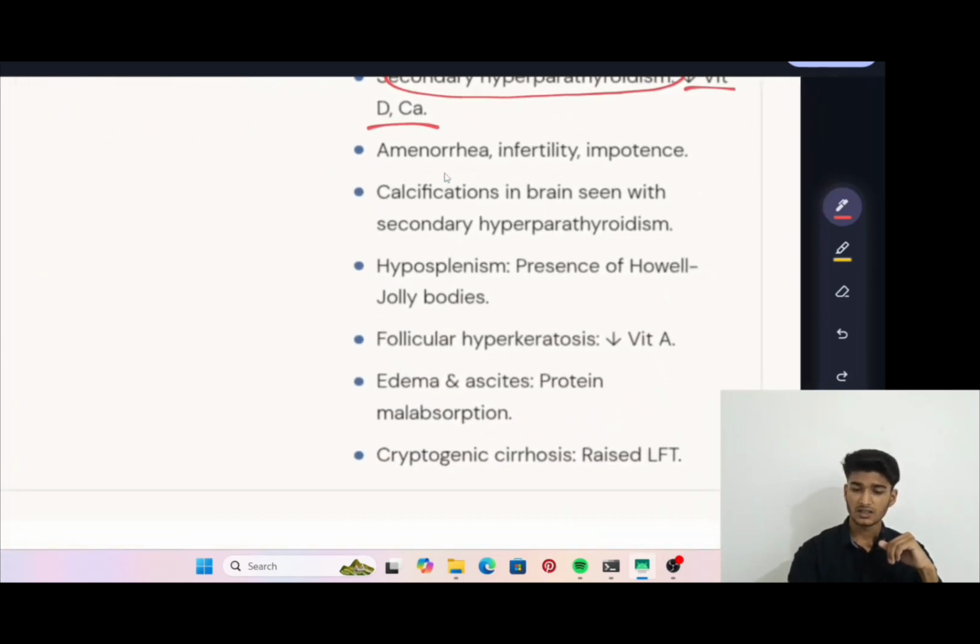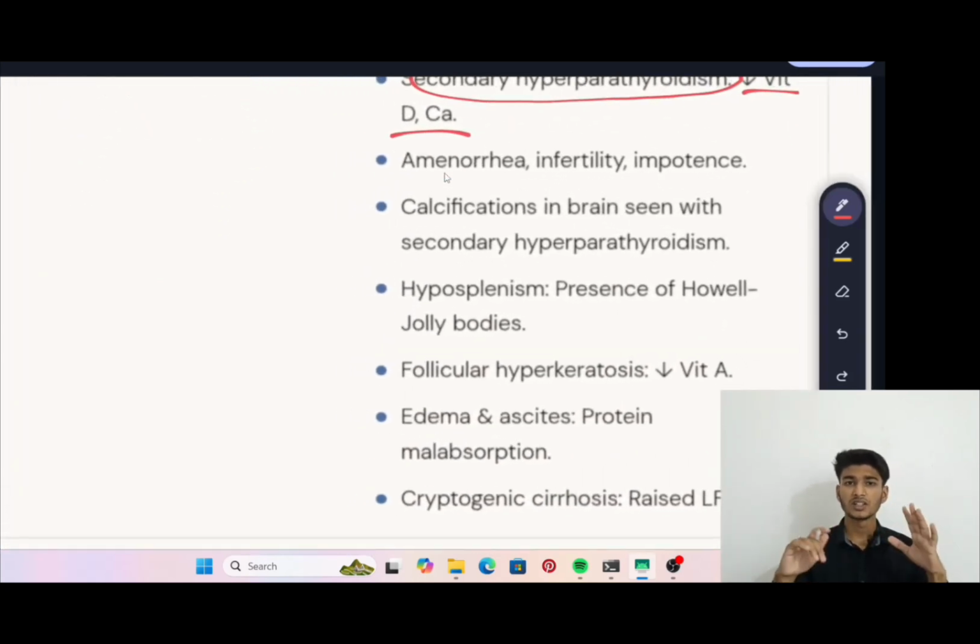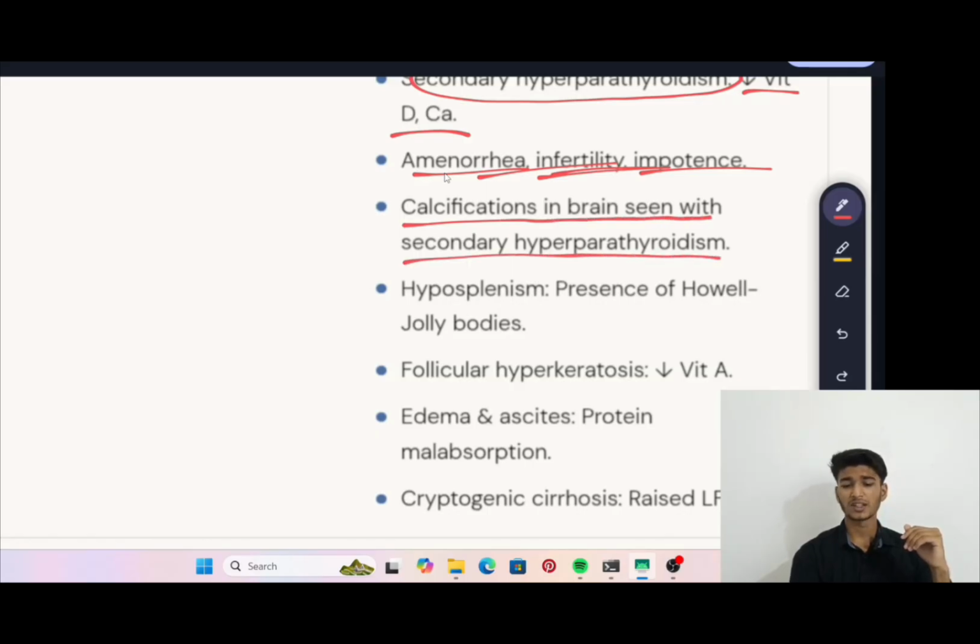After that, other features: the patient is also suffering with amenorrhea, infertility, impotency. What is amenorrhea? There is loss of the menstrual cycle for more than 3 to 6 months. You can refer to it as amenorrhea. Infertility, the patient is not able to conceive a child after 2 years of unprotected intercourse. And then there is calcification in the brain with secondary hyperparathyroidism. Calcification in the brain, with secondary hyperparathyroidism, is also an atypical symptom.